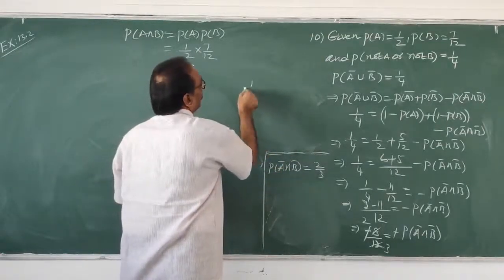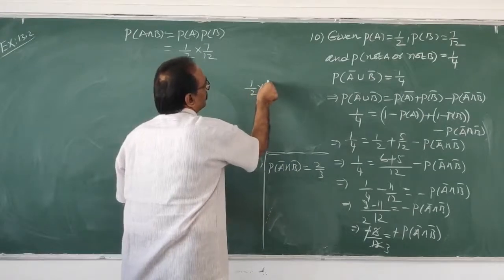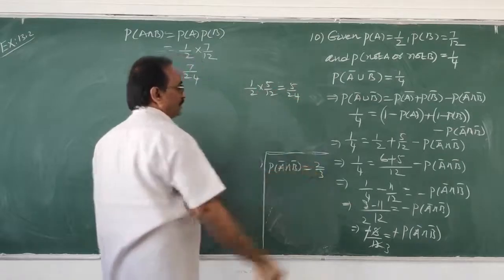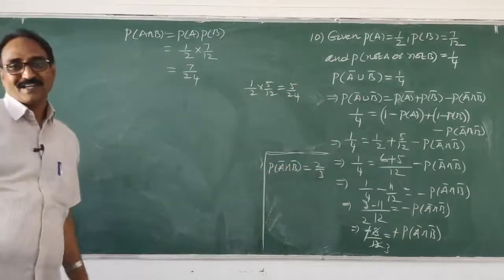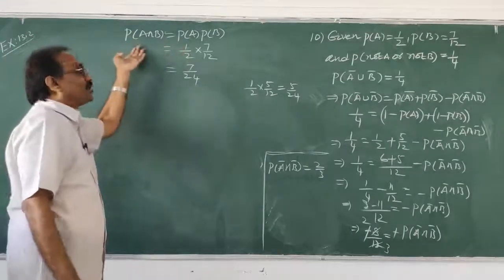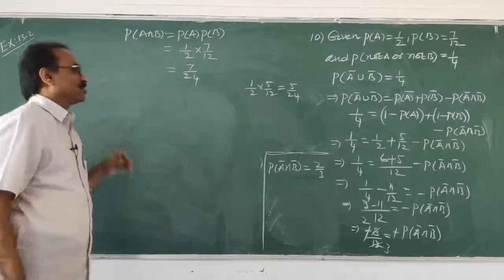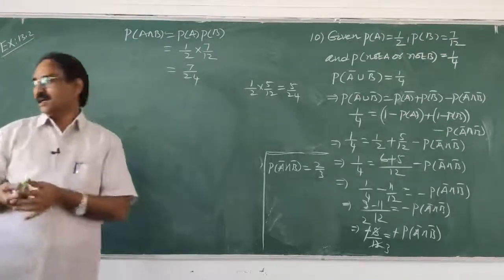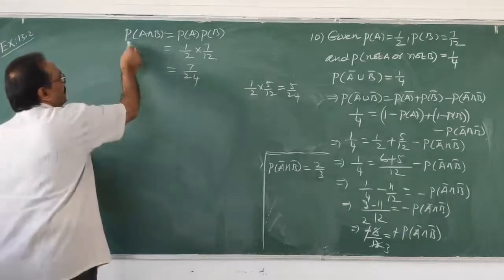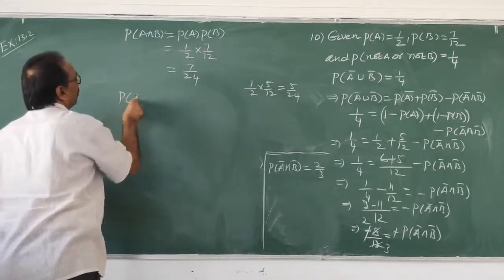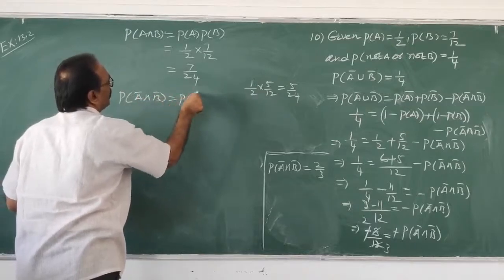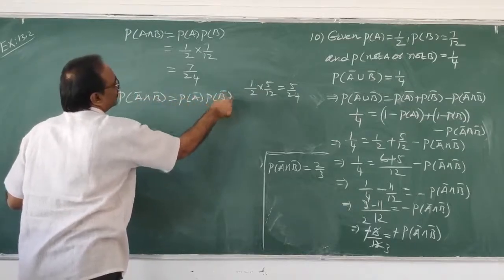P of A bar into P of B bar, how much is there now? P of A bar is 1 by 2, P of B bar is 5 by 12. So how much should you get? 5 by 24. But how much did you get? 2 by 3. So they are not independent. Over. Correct? So we need not check the intersection of A and B also. So simply, as I said earlier, instead of checking that, you check P of A bar intersection B bar is equal to P of A bar into P of B bar. This one theorem is there.